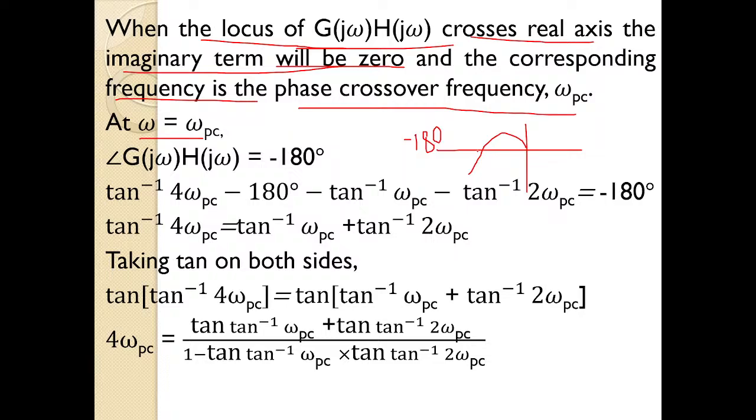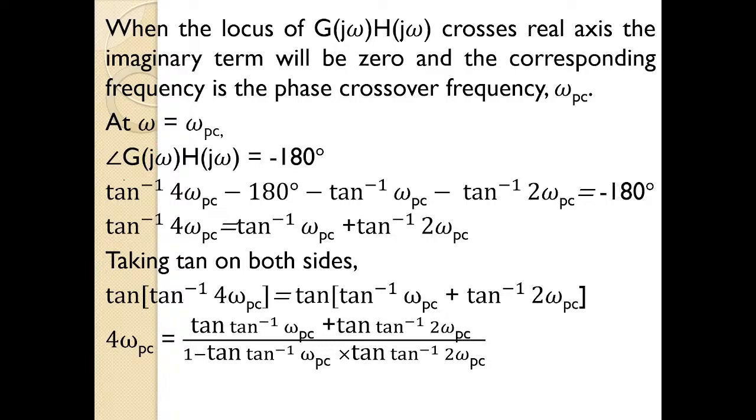Whenever the polar plot crosses the real axis, the imaginary term is becoming 0. So what is the angle at that instant? The angle at that particular instant when it crosses the real axis is minus 180. So angle of g of j omega, h of j omega is equal to minus 180. I hope you have understood. Angle is minus 180 degrees because this is the minus 180 axis. So whenever the polar plot crosses the minus 180 degree axis, we can say the imaginary term is 0.